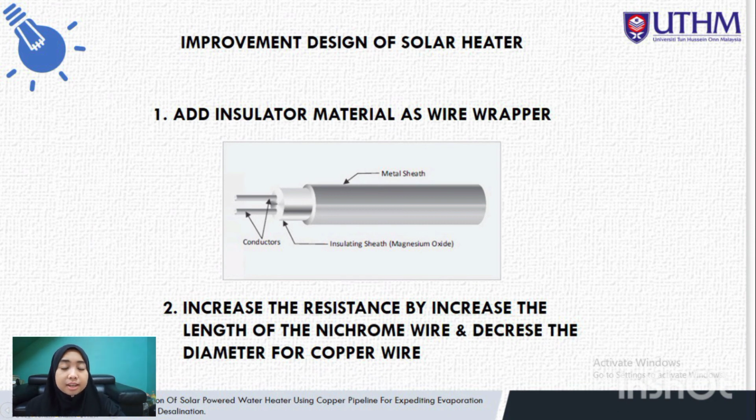The second improvement of the design is that we increase the resistance of the load by increasing the length of the nylon wire. Before this we used a nylon wire of 0.6, so we have increased the length to 1.4 millimeter, and then we decrease the diameter of the copper wire. Before this the diameter of the copper wire was 0.163 millimeter, but this time we change the diameter to 0.102 millimeter. By doing these two, it will increase the functionality of the solar power water heater in the future.